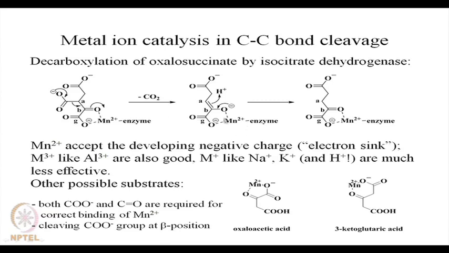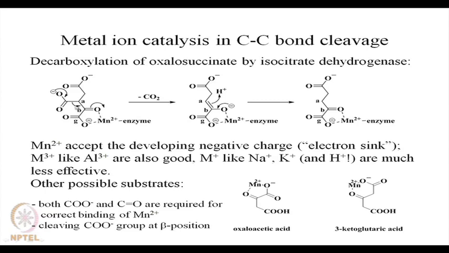So, you see that Mn2 plus stabilizes this negative charge, and since it is polarized because of this 2 plus, this carbon becomes electron deficient, because this oxygen has an interaction with Mn2 plus.